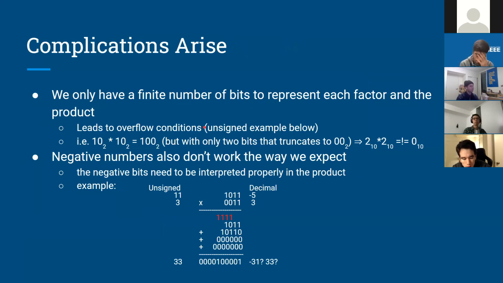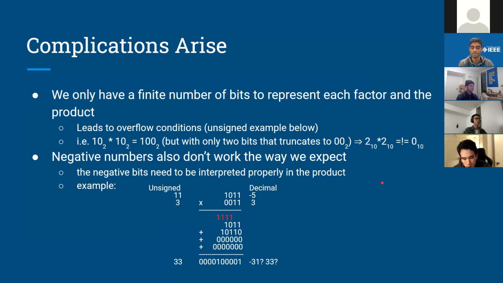Right. So before we actually get into the multiplication circuit, we have to deal with a couple things. Firstly, we have to think about the fact that we only have a certain number of bits we can use to represent multiplied products and factors. So we have some overflow conditions. If you multiply 2 by 2 and get 4, but you only have 2 bits to represent 4, you can't represent 4. So then you get a 0 due to overflow.